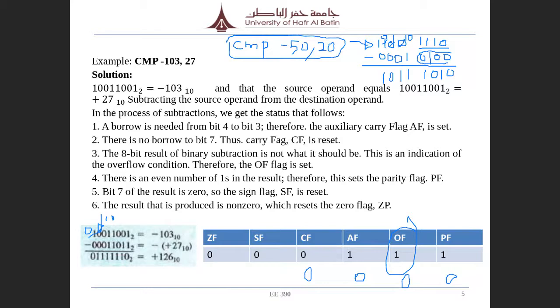And what about the sign flag? Look at the MSB bit of the result, it is 1. So that means the sign flag is 1. And what about the zero flag? The result is not 0, so it is 0. So this is the result actually.